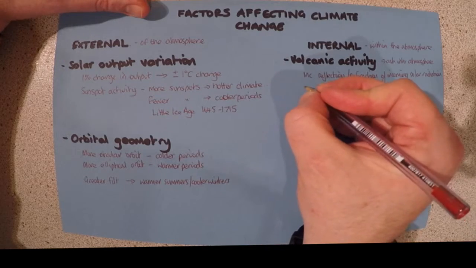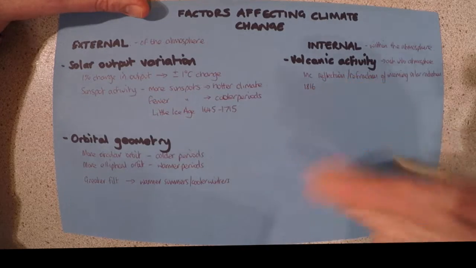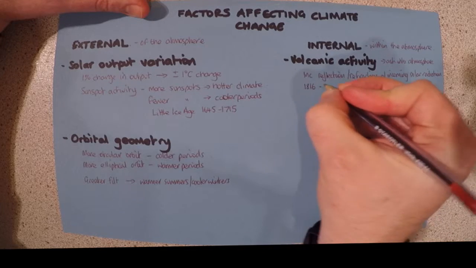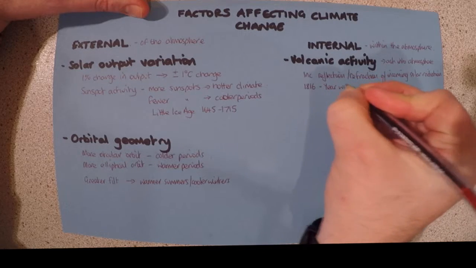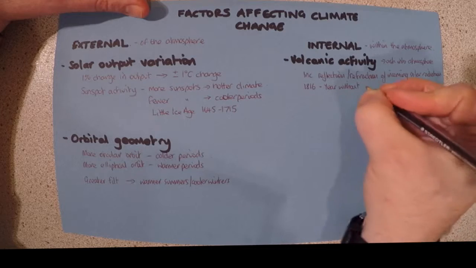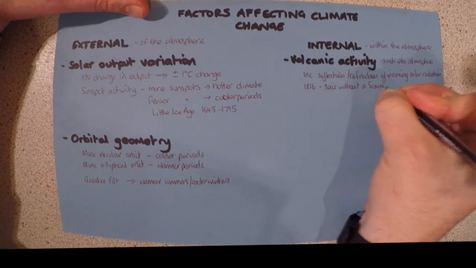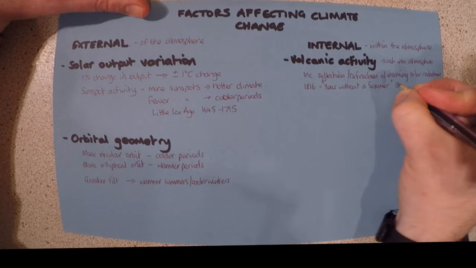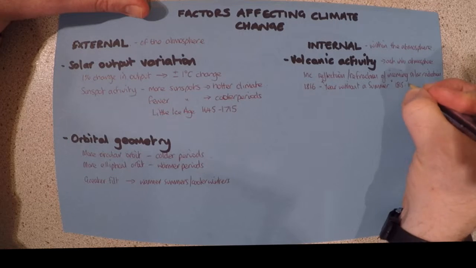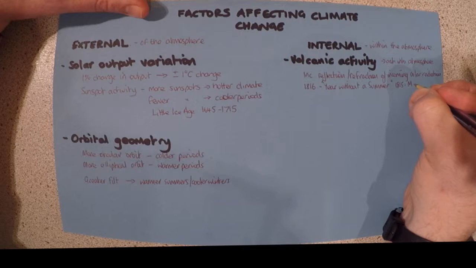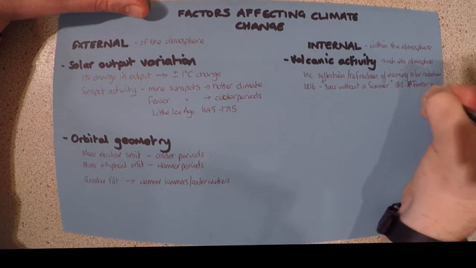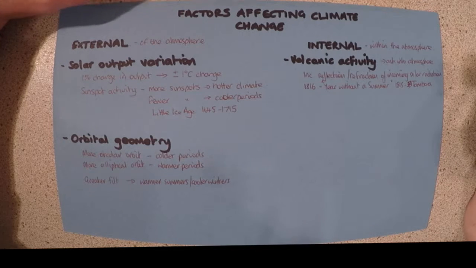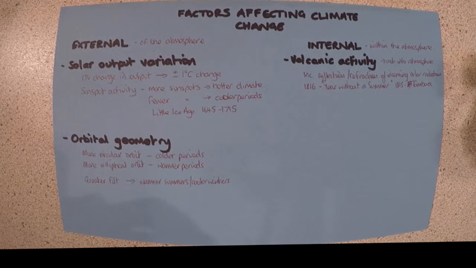Okay, and an example of this, again affecting the UK, 1816 is referred to as the year without a summer, and that was triggered by the eruption in 1815 of the volcano Tambora. Okay, so that's volcanic activity.